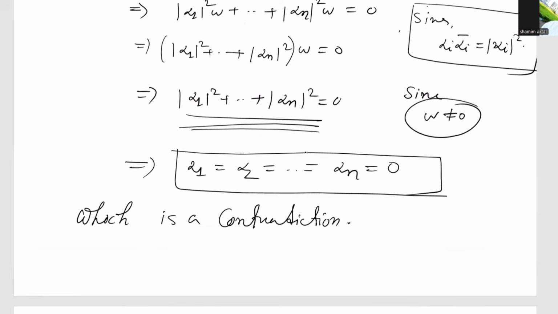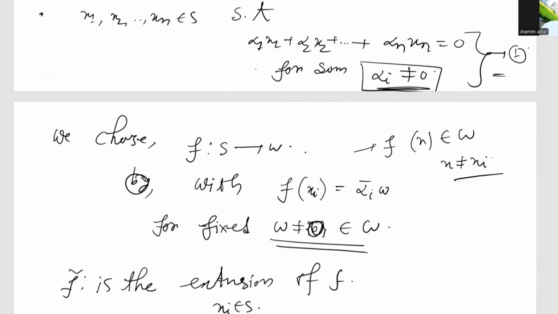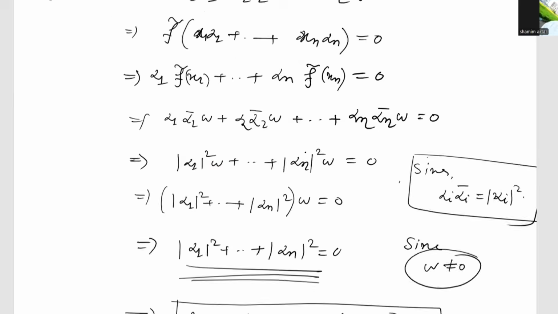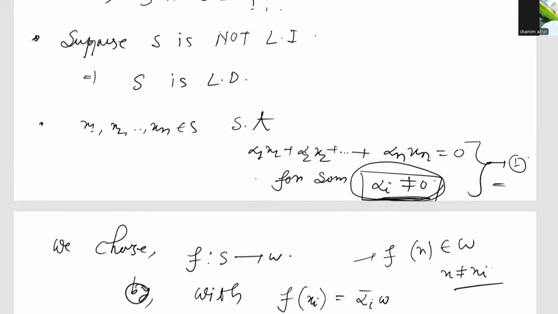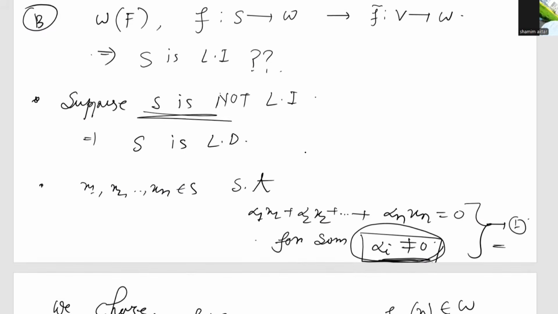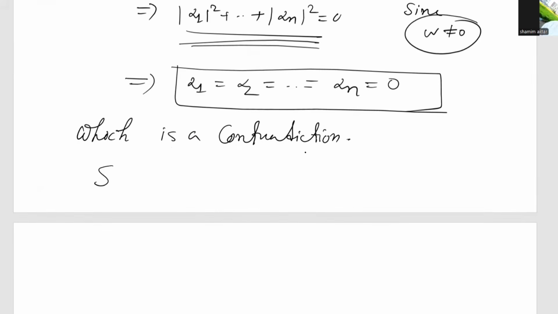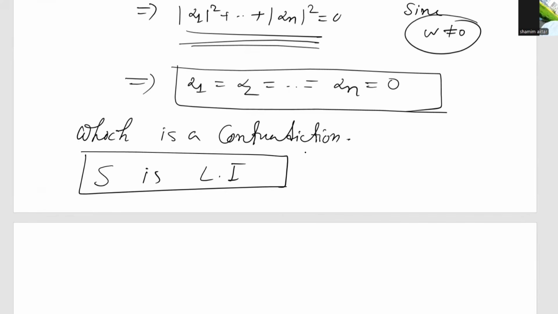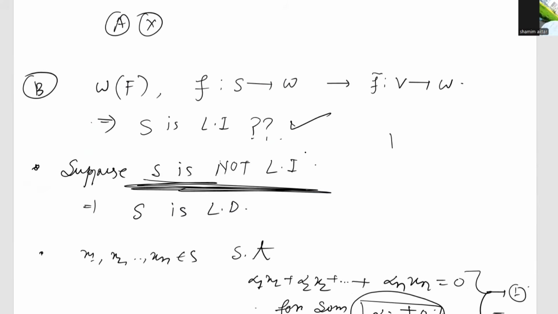Why? Because it is already given here that some alpha i is not equal to 0, but here all alpha i equal 0, which is a contradiction. So from this, S is linearly independent. So option B is true.